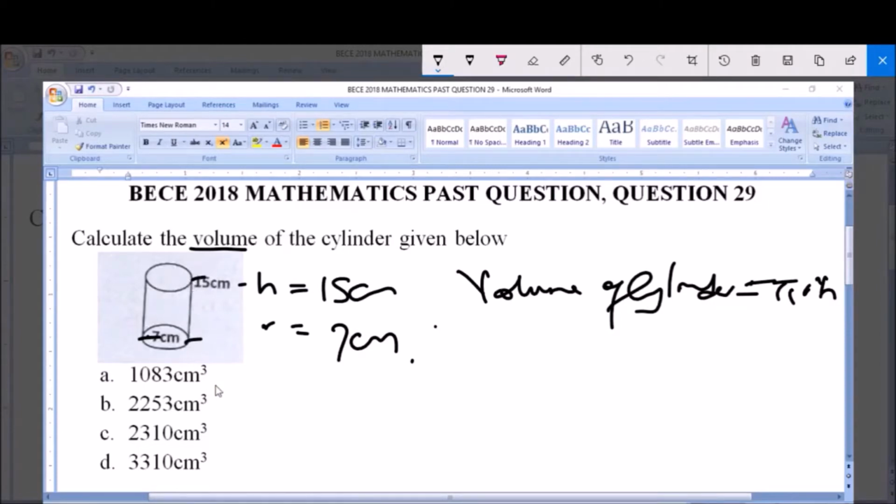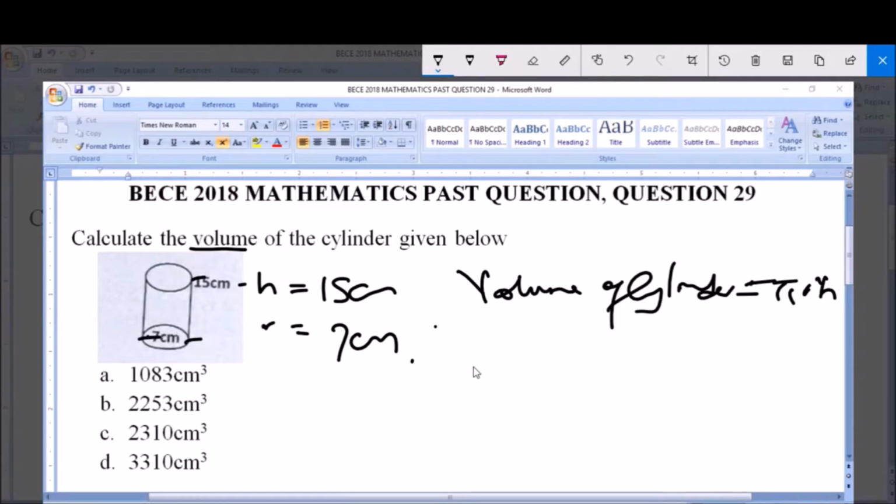Now imagine dividing each cylinder into what? Into tiny circles. Now when you add these circles together, what happens? It gives you the complete cylinder. Adding these circles together will give you the height of the cylinder. Then the height multiplied by the area of each circle gives us the volume of the cylinder.